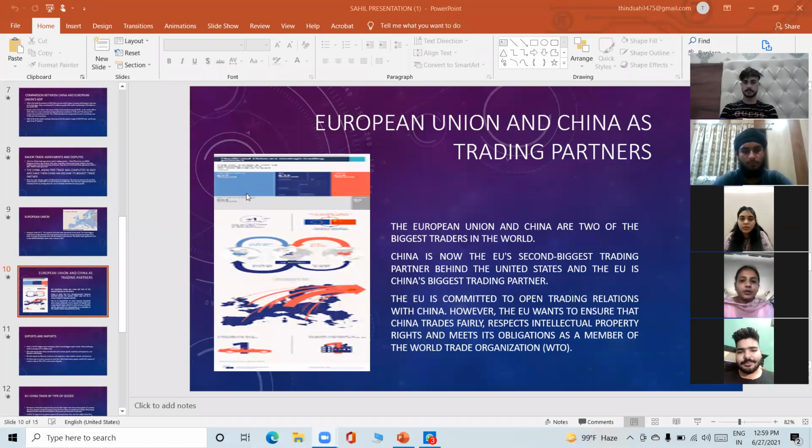My name is Ravanpreet Kaur, and my topic is the European Union and China as trading partners. The European Union and China are two of the biggest traders in the world. China is now the European Union's second biggest trading partner behind the United States, and the European Union is China's biggest trading partner. The European Union is committed to open trading relations with China. However, the European Union wants to ensure that China trades fairly, respects intellectual property rights, and meets its obligations as a member of the World Trade Organization. Next slide, please.